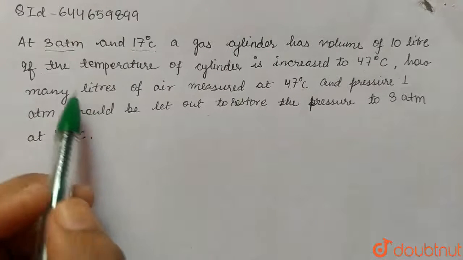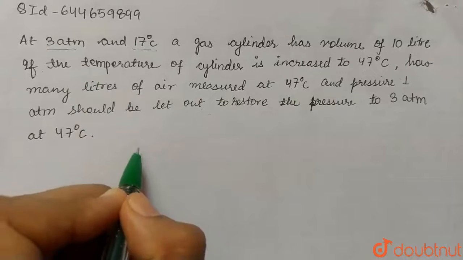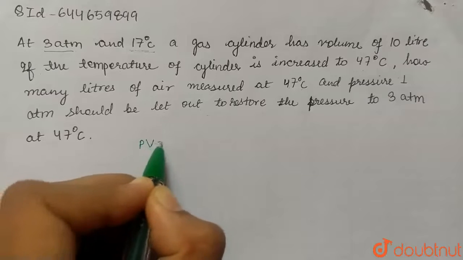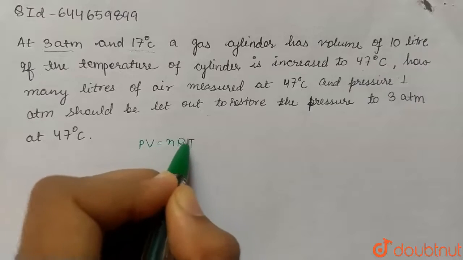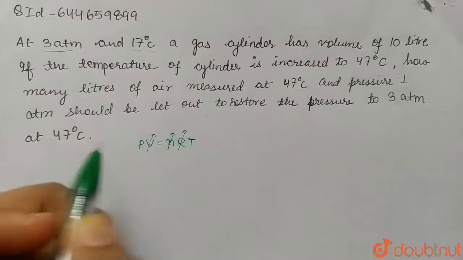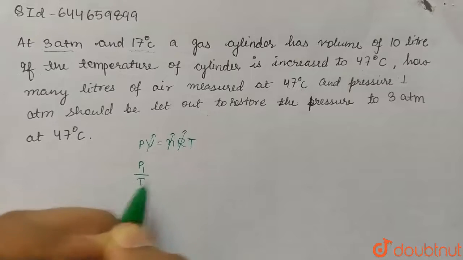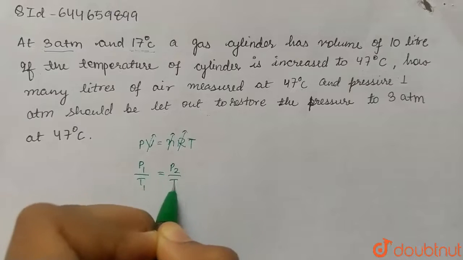So here we can see that volume is constant in the first case. So if the volume is constant, we have the ideal gas equation PV = nRT. And here the volume is constant, the number of moles is constant, and R is always constant. So here we can see that P1/T1 = P2/T2.